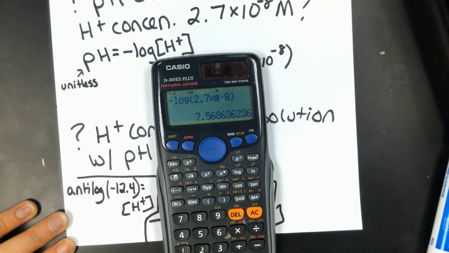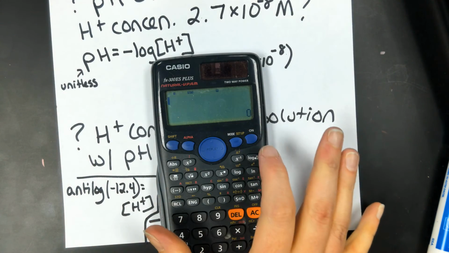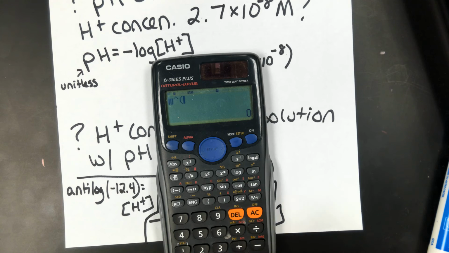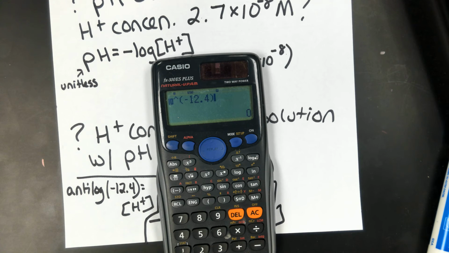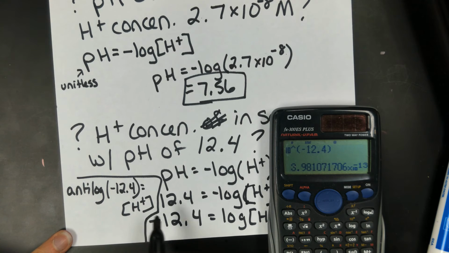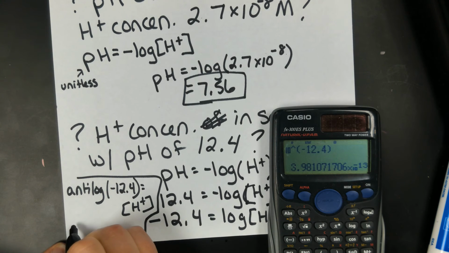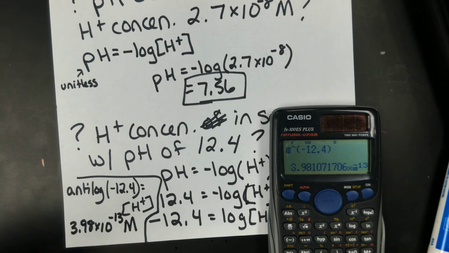How do I type that in my calculator? Second log, so 10 to the negative 12.4, and the parentheses. That's 3.98 times 10 to the negative 13. Should it be a tiny number? Yes, right? So 3.98 times 10 to the negative 13, and the units is molarity.